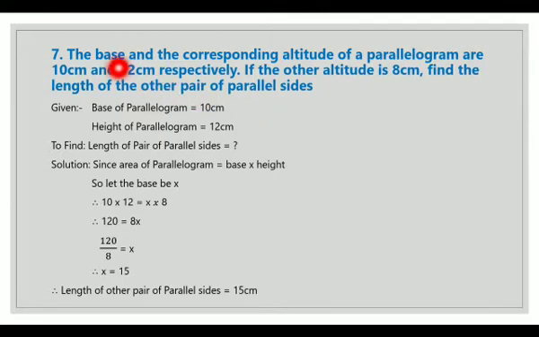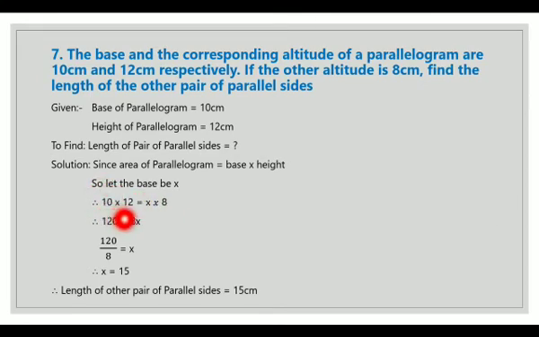The next sum: the base and the corresponding altitude of a parallelogram are 10 cm and 12 cm respectively. If the other altitude is 8 cm, find the length of the other pair of parallel sides. So we are given base of parallelogram, that is 10 cm. Height of parallelogram is 12 cm. Length of parallel side we need to find out. Since area of parallelogram equals base into height, let the base be x. So 10 into 12 equals x into 8.